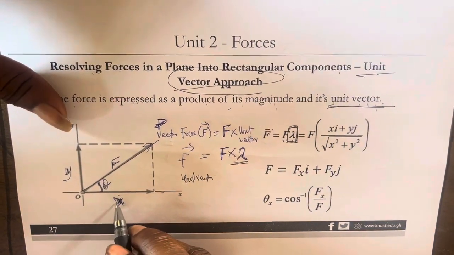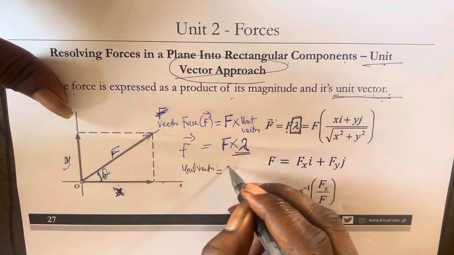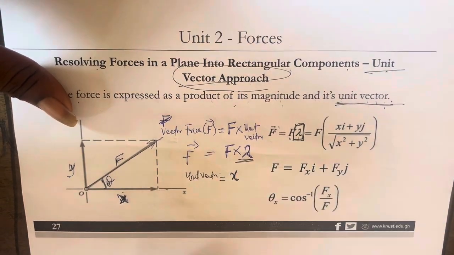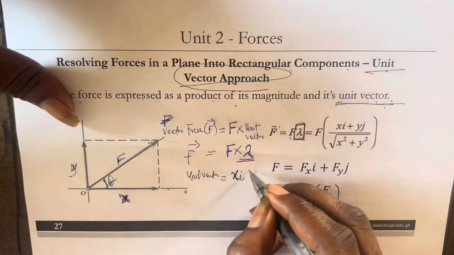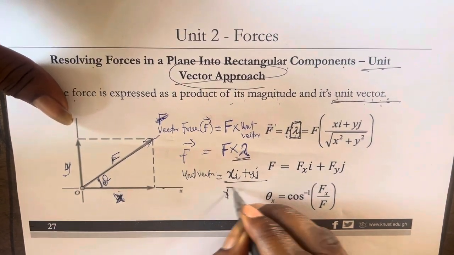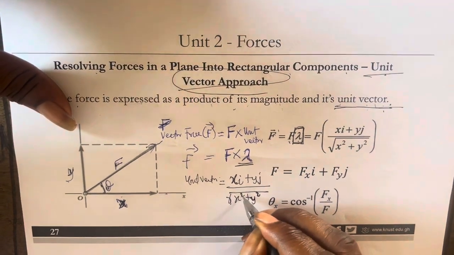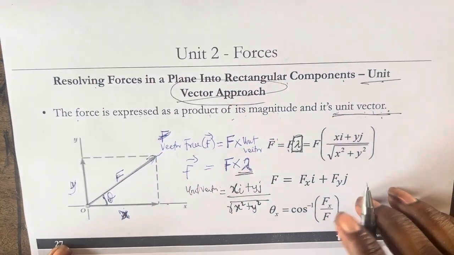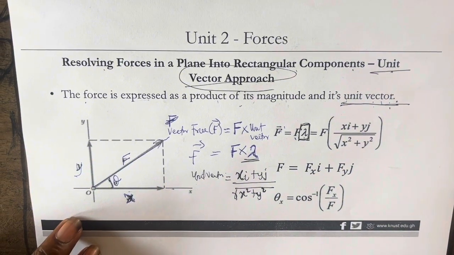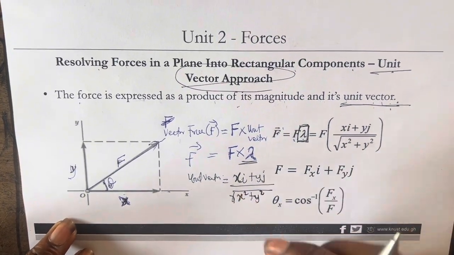Anytime you have a force represented this way, the unit vector is expressed in terms of complex numbers: xi plus yj, all divided by the square root of x squared plus y squared. This is the unit vector. I'm not doing the mathematics here to prove why this is a unit vector, so you can go and look at it.